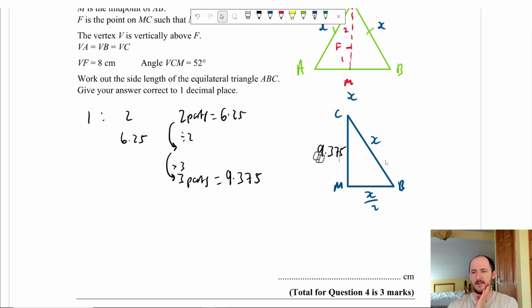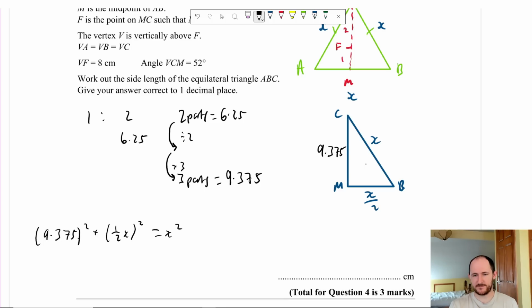And now we have Pythagoras. So we're going to say that a squared plus b squared is c squared. So we have 9.375 squared plus a half x all squared. Don't forget, it's not half x squared. It's going to be a quarter x squared because it's the whole thing squared.